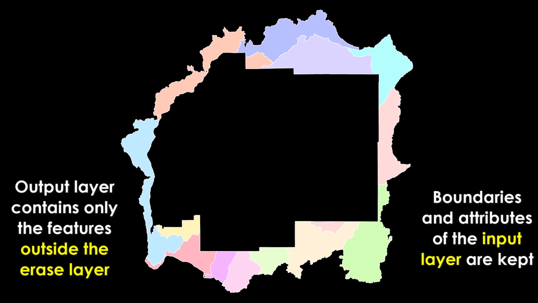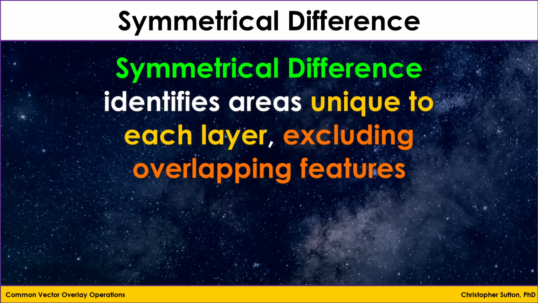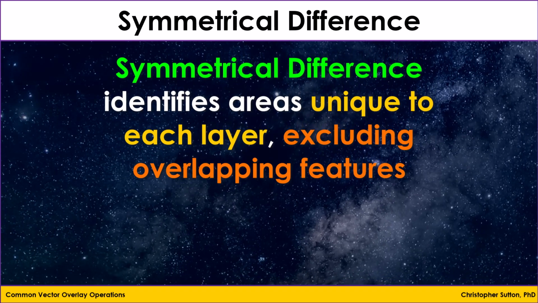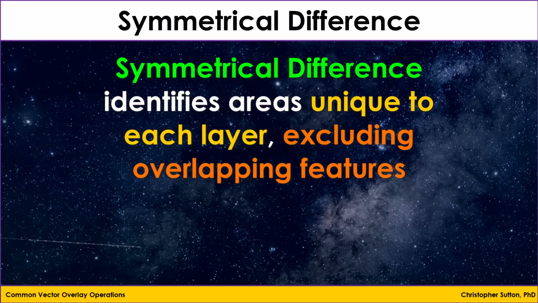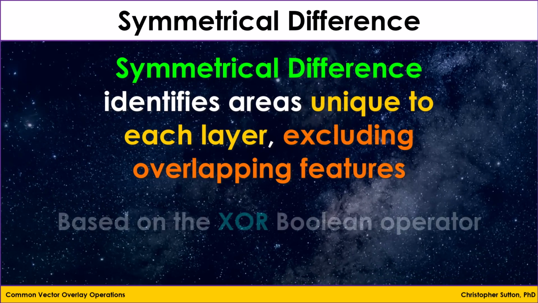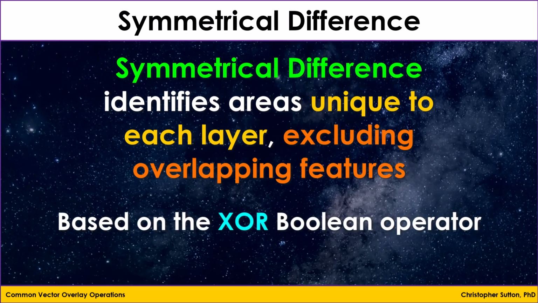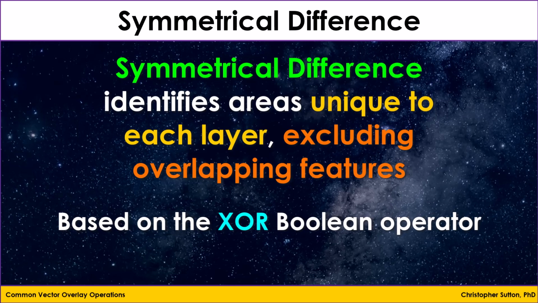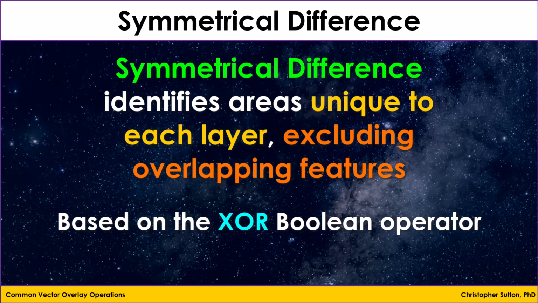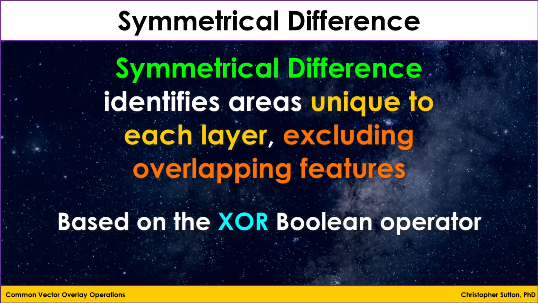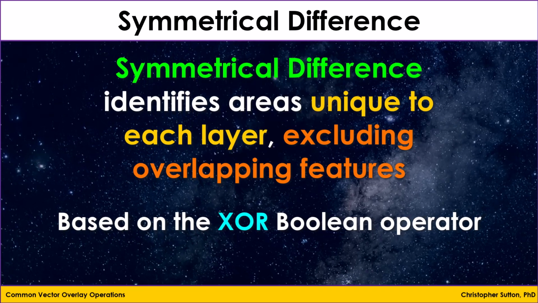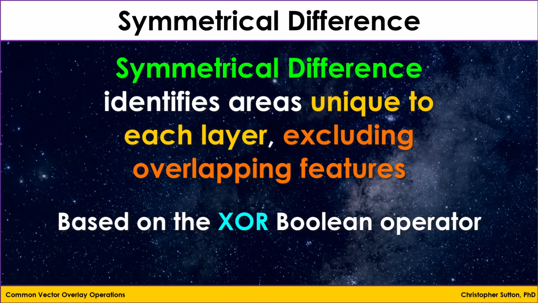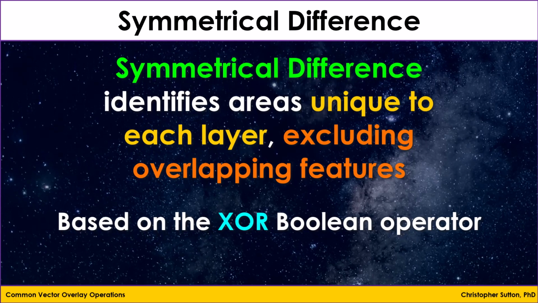The final common overlay operation that we will cover is symmetrical difference. Symmetrical difference identifies areas unique to each layer, excluding overlapping features. This is based on the XOR Boolean operator. You'll recall that the XOR Boolean operator results in true if we have features from one layer or the other layer, but not both. To see this, I will use an example that's different from our watersheds and counties.